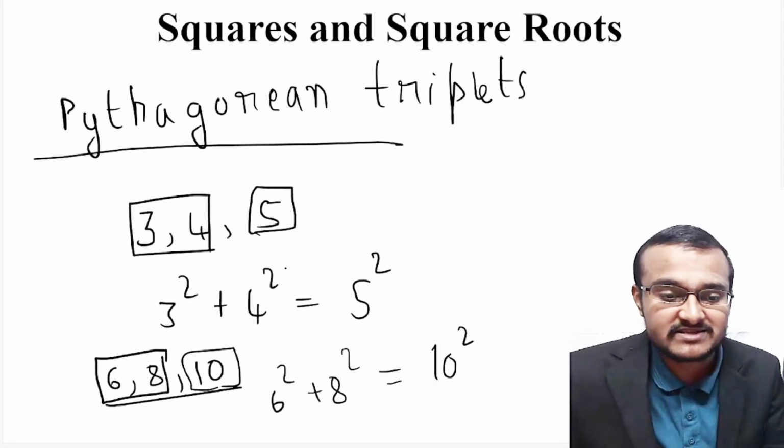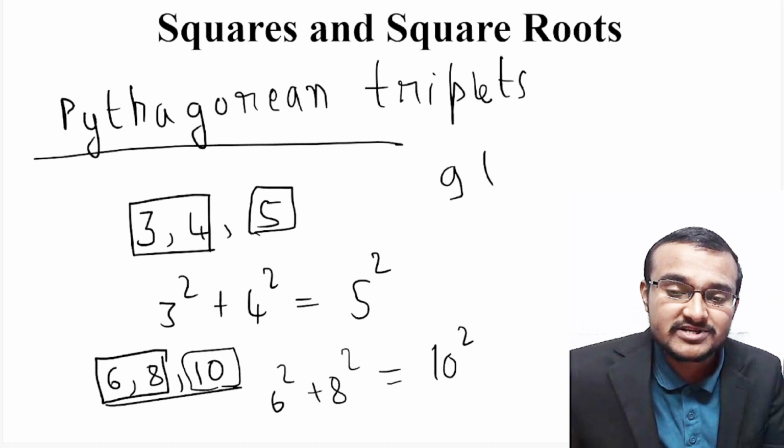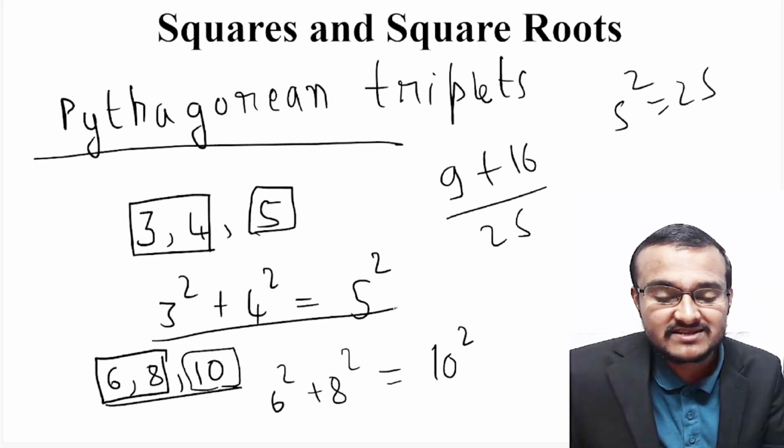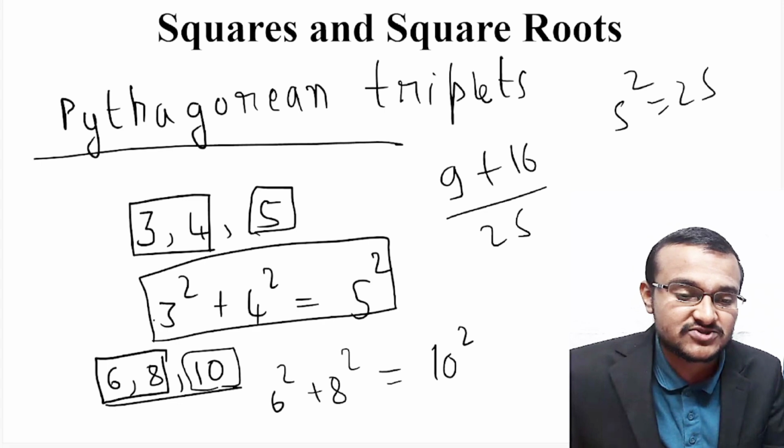So you can cross verify this. What is 3 square? 9. What is 4 square? 16. So 9 plus 16 is 25. What is 5 square? 5 square is equal to 25. This confirms that 3 square plus 4 square is equal to 5 square.